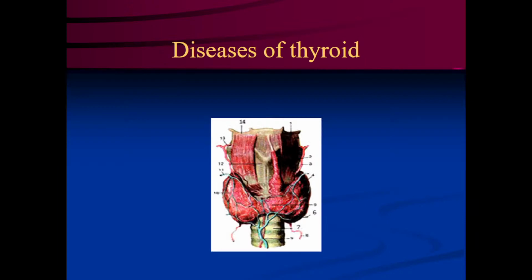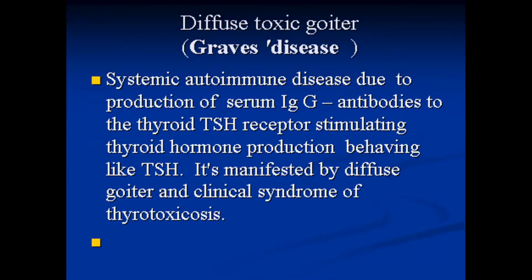Diseases of thyroid gland. You should remember that there are many diseases of thyroid, and there are the most important disorders. Graves' disease, for example. Graves' disease, according to its pathogenesis, is a systemic autoimmune disease due to production of serum IgG antibodies to the thyroid TSH receptor, stimulating thyroid hormone production, becoming like TSH, and is manifested by diffuse goiter and clinical syndrome of thyrotoxicosis.